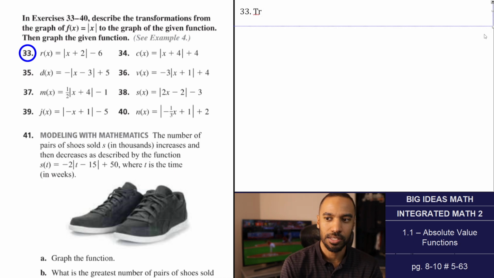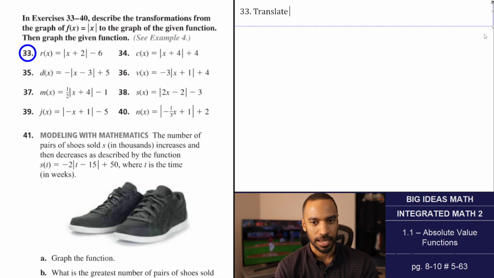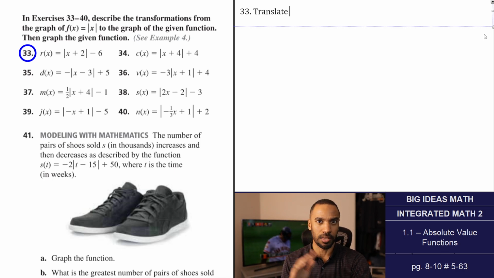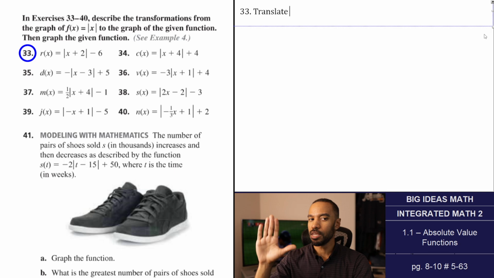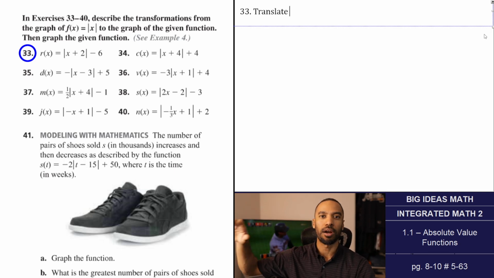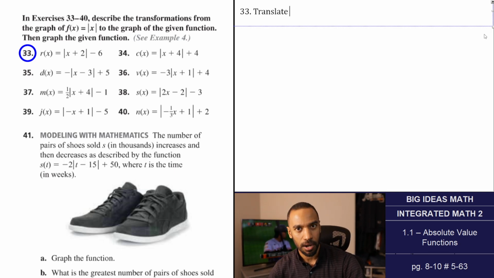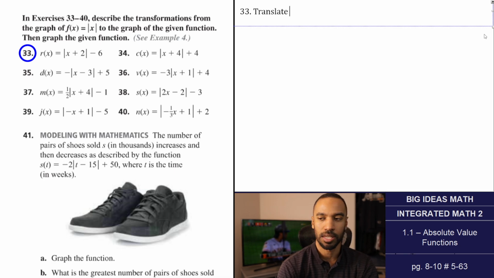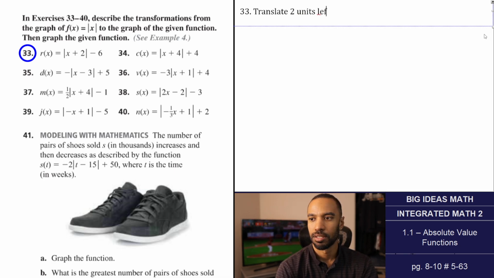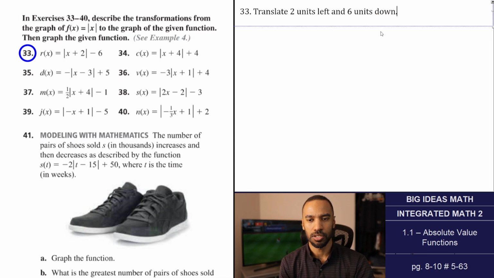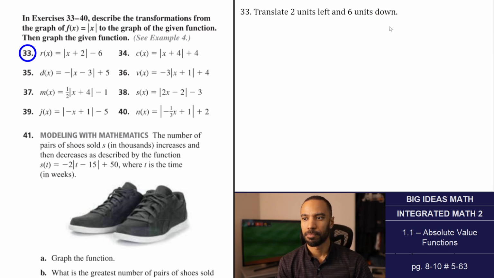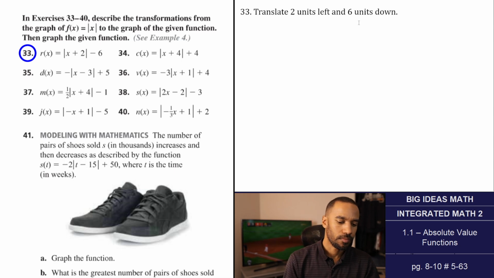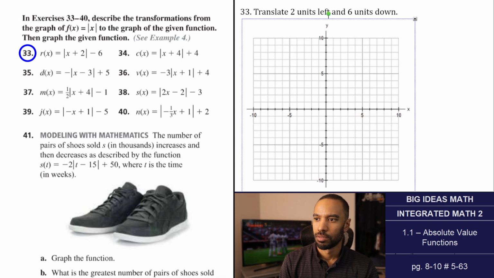So we are going to translate. Now, you don't say where the vertex is. We are describing the transformation. When I graph it, I'll happily just say that vertex is here. But from the vertex at the origin, where is this new vertex in comparison? And we say we translate 2 units left and 6 units down. And that seems to be the only actual change on that particular one.